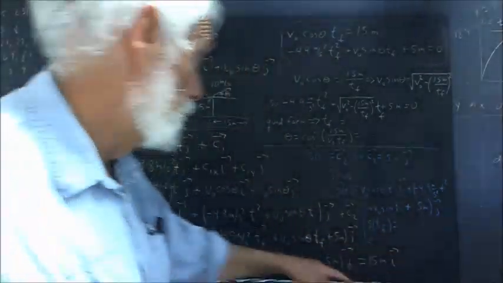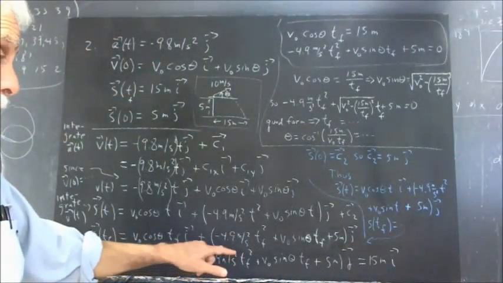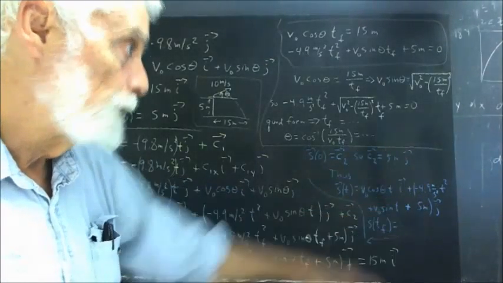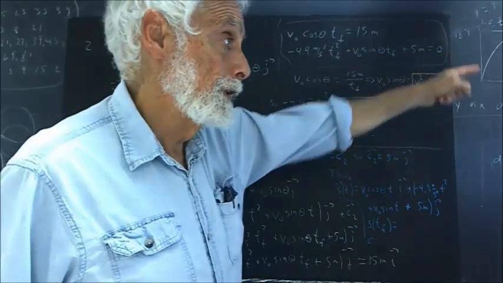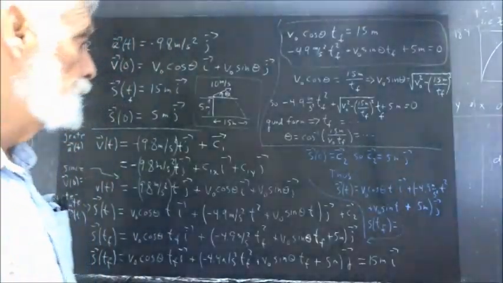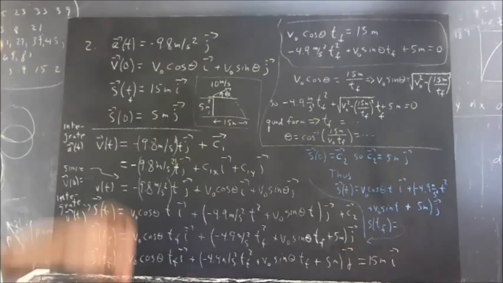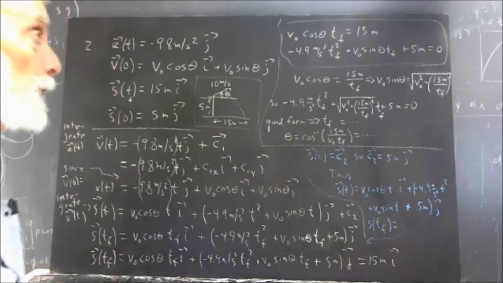Well, the j component over here is 0, so this expression is going to equal 0. So that's our second equation. Now, the equation is a little bit daunting if you haven't solved equations of this nature, but there are many ways to go about it.